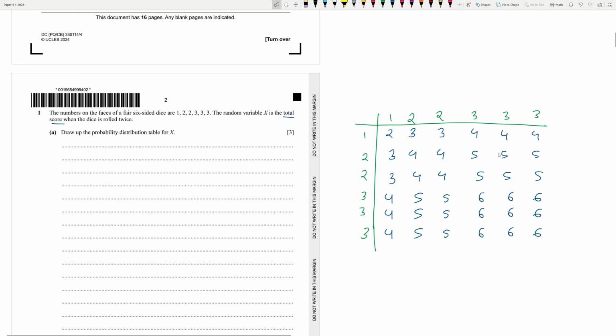So let's draw the table. It's the probability that X will be equal to x. So what are the probabilities? What are the things that we can get? The scores are 2, we can get 3, we can also get 4, we can get 5, and we can get 6. So these are it.